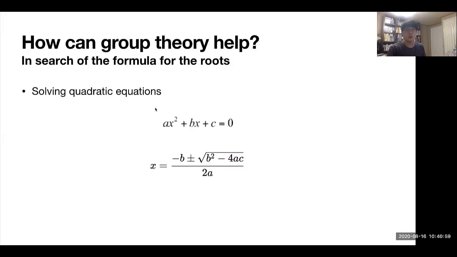Okay, so when I was giving this talk in the Open Research Forum, I concluded by introducing one specific historical example of how group theory has been helpful in the study of mathematics, by telling you the story of the search for a formula for roots of the quintic equation.